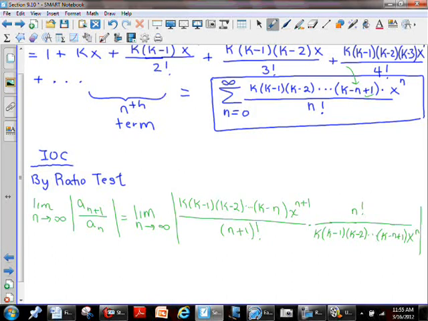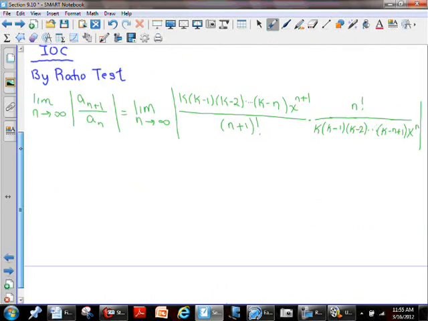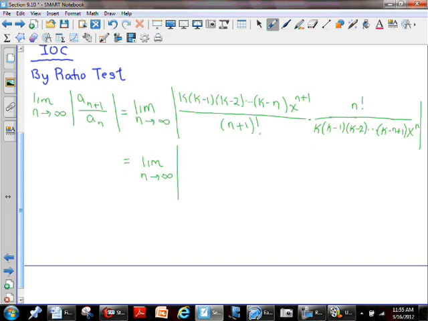Wow, that's a pretty large limit that we're going to have to take. Well, hopefully we can do a little bit of cancellation in this problem. Let me extend the page. And let's see what we've got. Limit as n approaches infinity. Well, what will cancel? It's a great question.